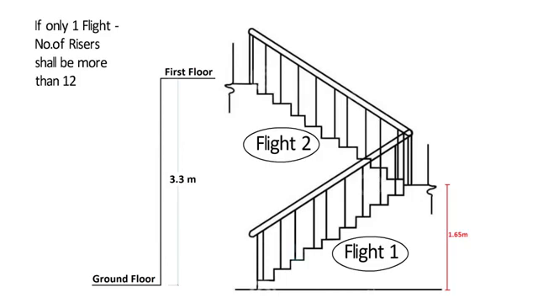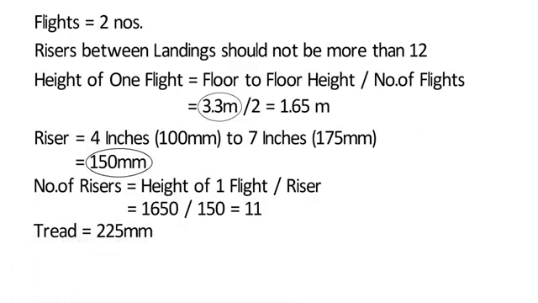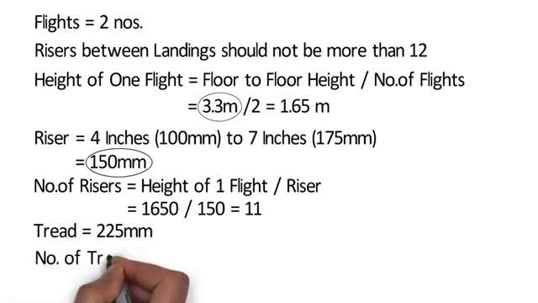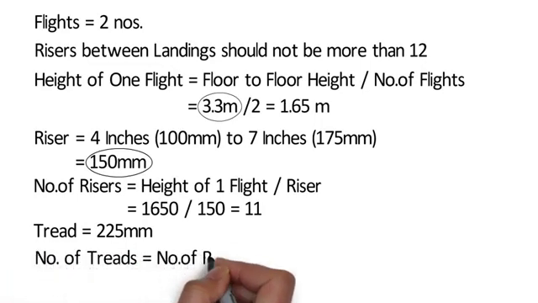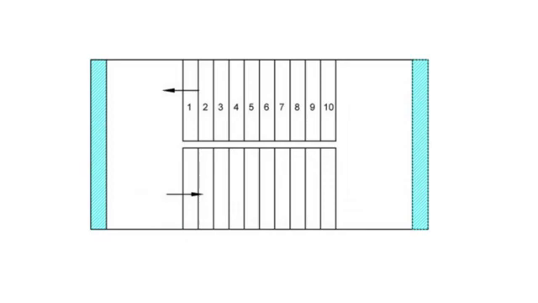Now let us calculate number of treads. Consider a tread of 225 mm. Hence number of treads is equal to number of risers minus 1 means 11 minus 1 is equal to 10. So here in this plan of a staircase, you can see 10 number of treads.